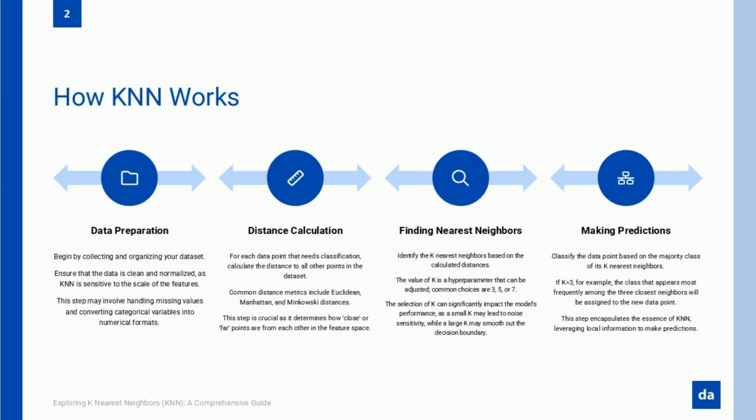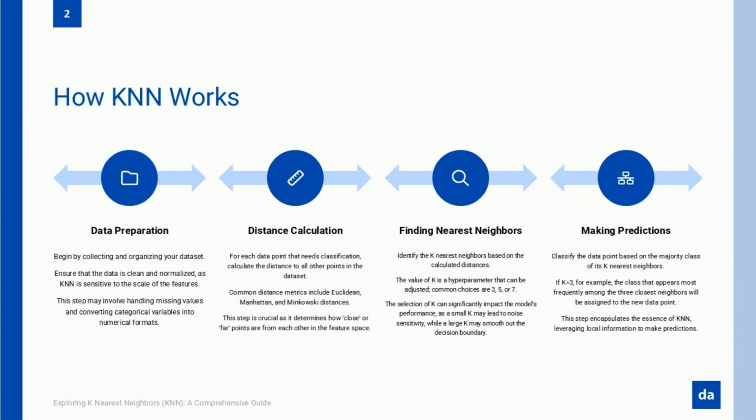Before KNN can do its magic, we need a clean data set. And here's the catch. KNN is super picky about messy data. If your features are on different scales, like height in centimeters and weight in kilograms, KNN might get confused. So we normalize the data to make sure no single feature dominates the others. It's like making sure all the contestants in a race have the same kind of running shoes, no unfair advantages.